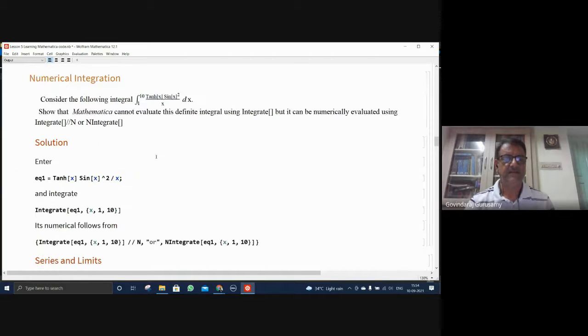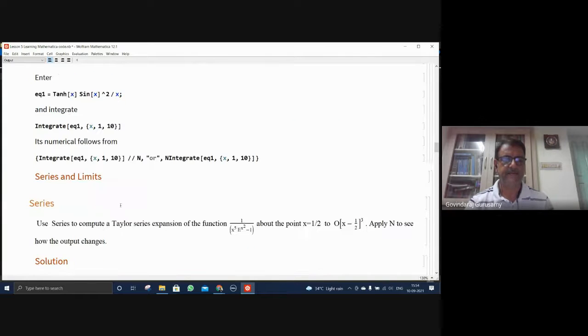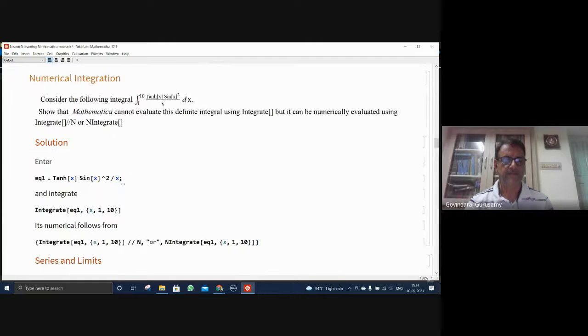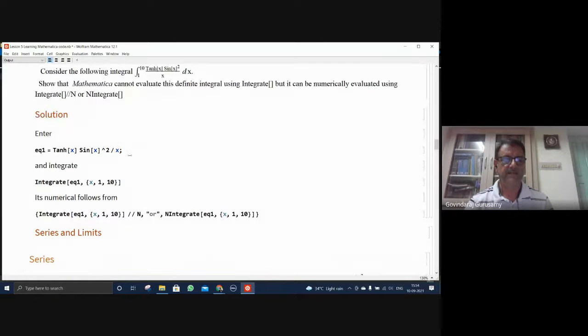Okay, so numerical integration from 1 to 10 of tan x. Perform it now, and then probably we can start with this and have some questions. This is the result. It takes quite a bit of time to calculate it.